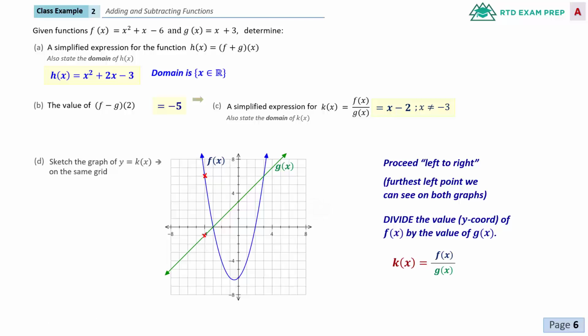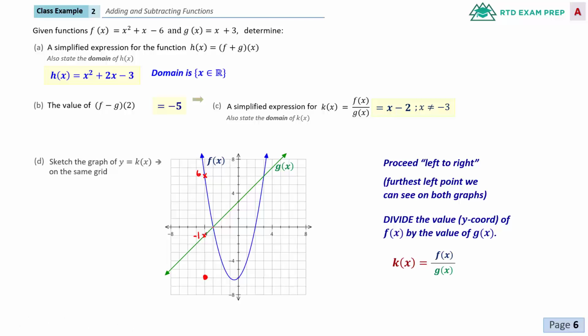Reason being that they have the same x value, which is -4. So I'm going to divide f of -4 by g of -4. The height here would be +6. The height here would be -1. What is 6 divided by -1? It's -6. So I would put a dot right there.